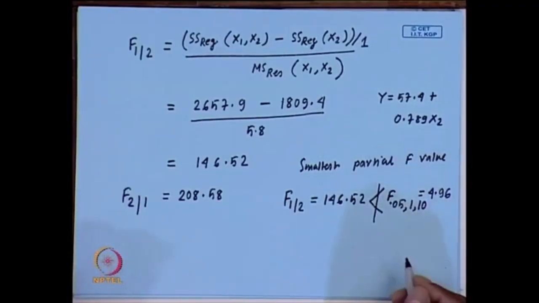So, that means in the model we have at this moment involving X1 and X2, both are significant. I mean, X1 is significant in the presence of X2, and similarly X2 is also significant in the presence of X1. That is why their partial F statistic values are large, and we cannot remove any of them from the model. So, the backward elimination algorithm terminates here.